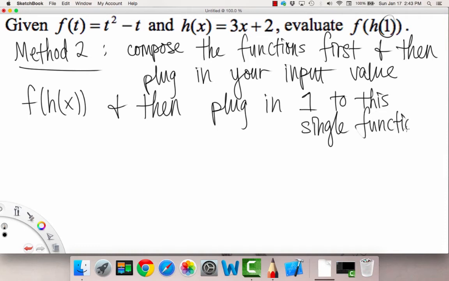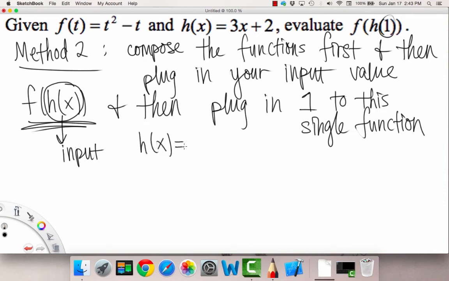So you might be wondering, okay, how do we get to this in the beginning? So what we're going to do is look at this. What this says is basically that h of x, this entire thing that I'm circling, is the input to our function f. So we're going to consider that the input, okay? And h of x, we know h of x, they gave us the formula to represent that function: 3x plus 2, right?